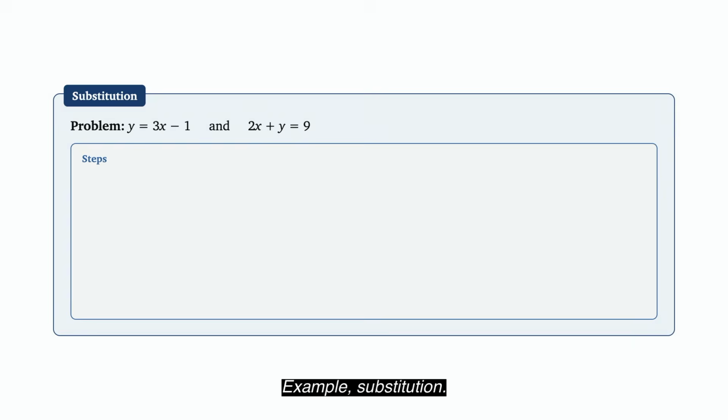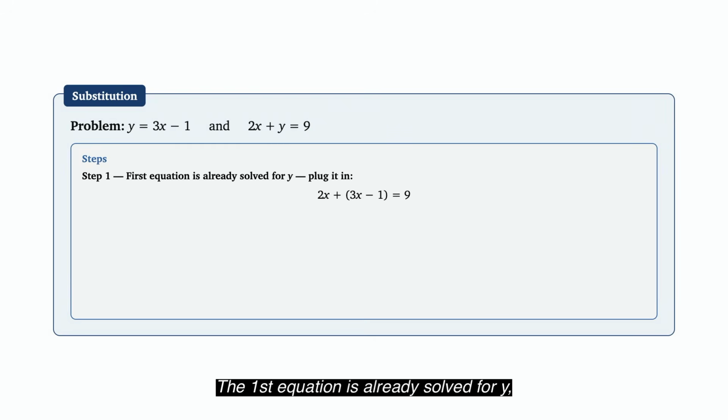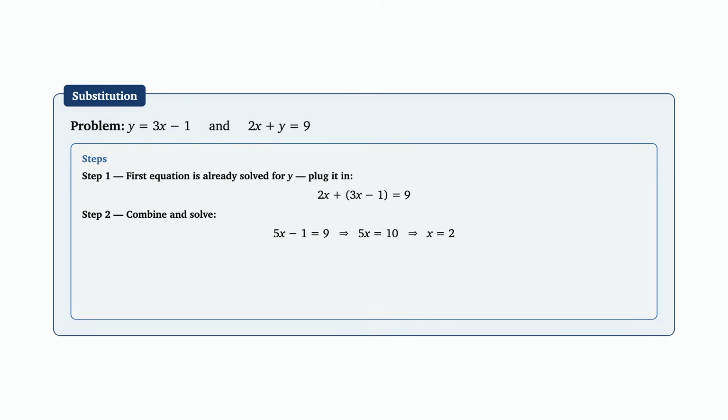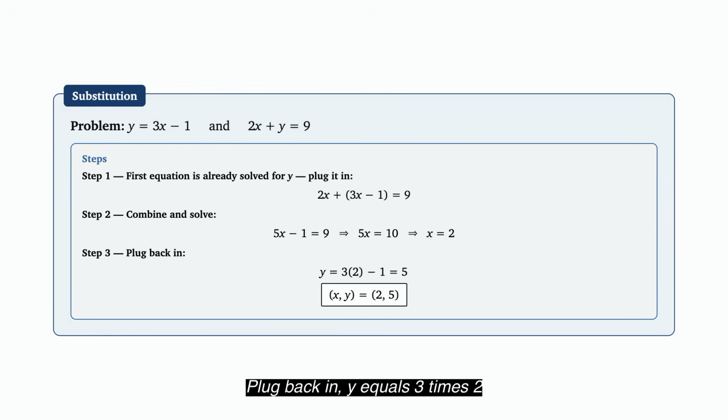Example, substitution. y equals 3x minus 1 and 2x plus y equals 9. The first equation is already solved for y. Plug it into the second. That's 5x minus 1 equals 9, so x equals 2. Plug back in, y equals 3 times 2 minus 1 equals 5.